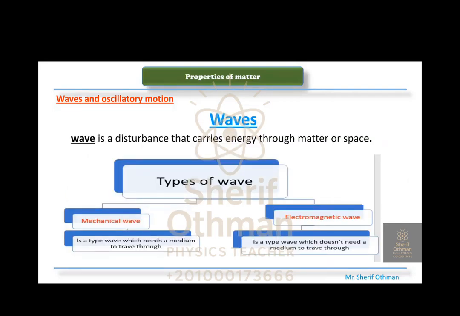Types of waves, guys. We said before, a wave is a disturbance that carries energy through matter or space. So the main function of a wave is transferring energy. We have two types of waves, mechanical wave and electromagnetic wave. Mechanical wave is the type of wave which needs a medium to travel through. Electromagnetic wave is a type of wave which doesn't need a medium to travel through. Doesn't need a medium, that means it can travel through a medium and it can travel through space. But a mechanical wave is unable to travel through space.